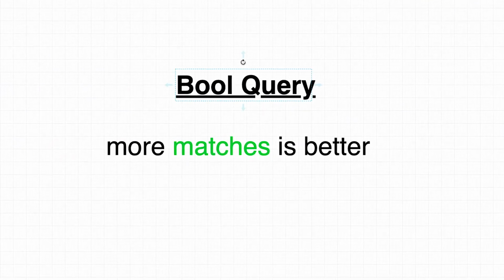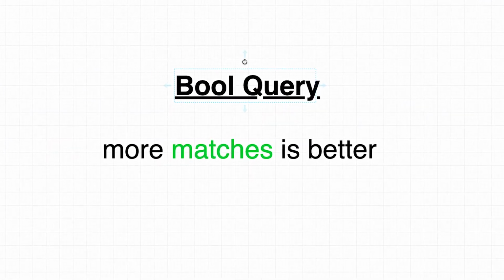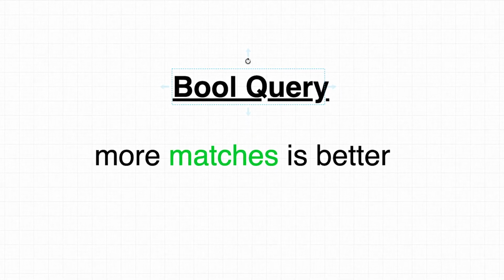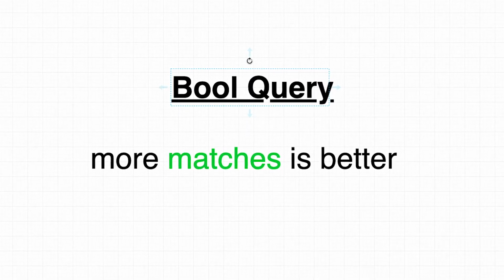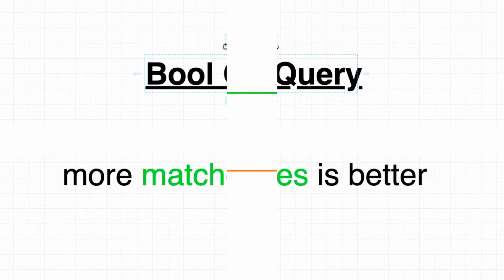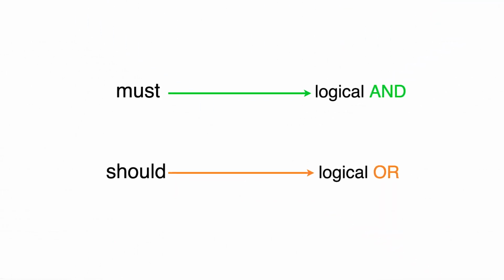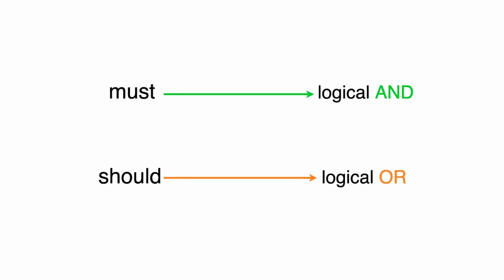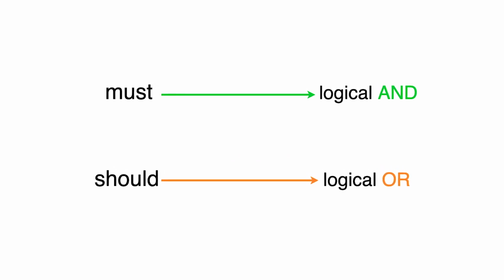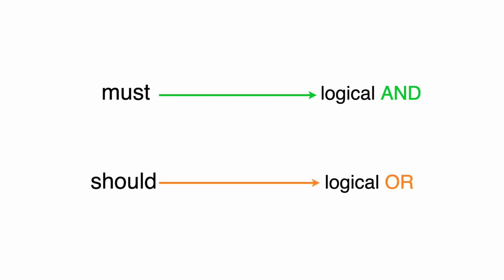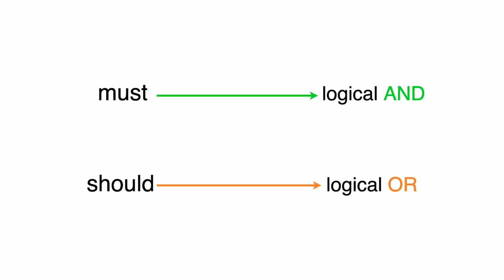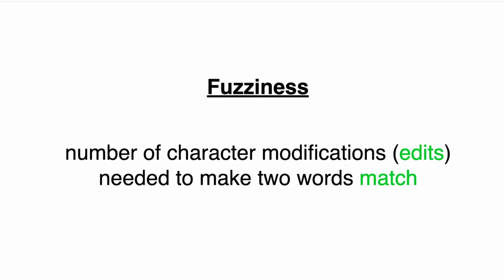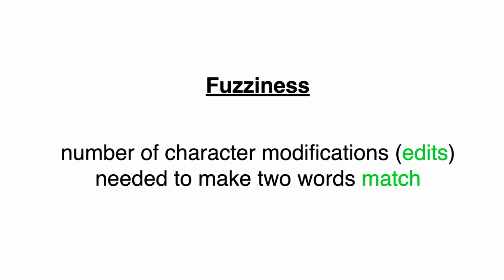Basically, the bool query takes a more matches is better approach. So the score from each matching must or should clause will be added together to provide the final score for each document. Also, you might be wondering what is the difference between the must clause and the should clause. The difference is that the must clause is essentially a logical AND operation, whereas the should clause does a logical OR operation.